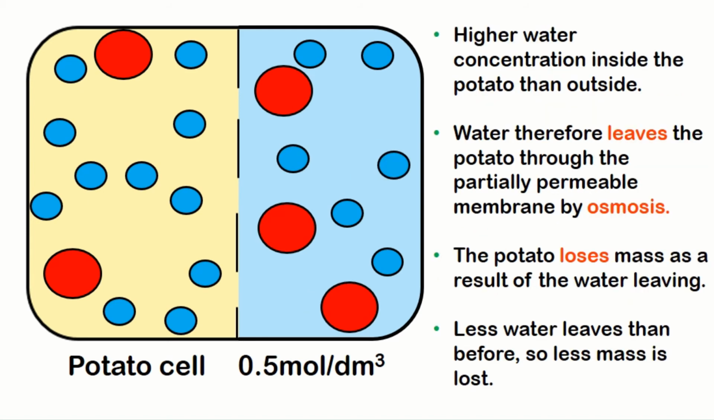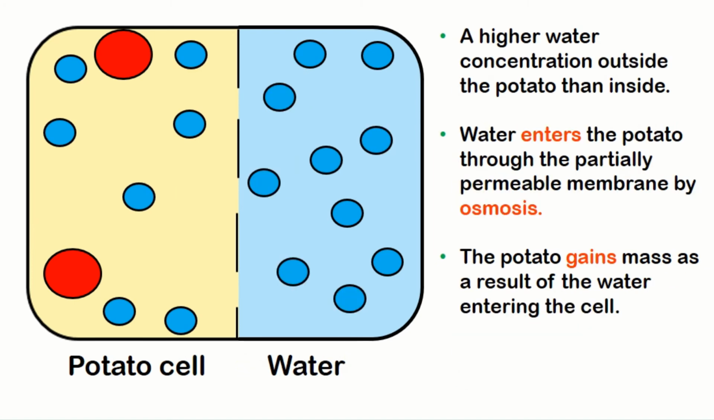Here, this is a slightly weaker concentration, but there's still more water inside the potato. There's still higher water concentration inside than out, so water's still going to leave the potato through the partially permeable membrane by osmosis and lose water, and as a result, lose mass. However, because the difference in water concentration on each side isn't quite as steep, it won't lose quite as much water as before. So the mass will still overall go down, but not as much as in a stronger concentration.